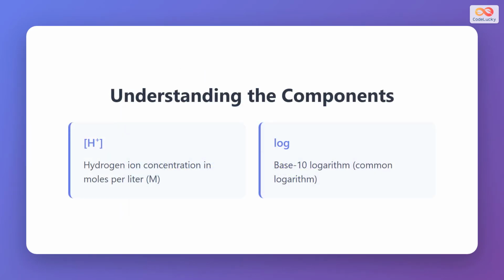Let's break down the components of this formula. First, [H+] represents the hydrogen ion concentration, which is measured in moles per liter, abbreviated as M for molarity. Second, log means the base 10 logarithm or common logarithm. This is different from the natural logarithm. Understanding these two components is essential for performing pH calculations correctly.